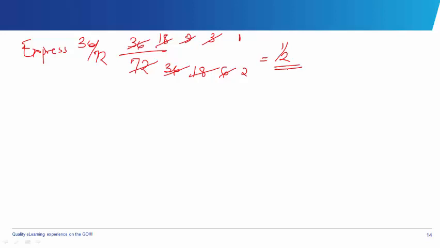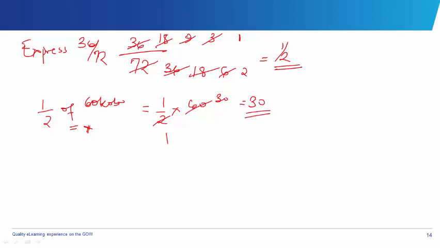now let's look at other examples. Find the value of half of 60 kobo. Half of 60 kobo. Whenever you see 'of', it means multiply. So half times 60. So half of 60, it's the same thing as 2 can go here, 1. 2 can go into 60 and it gives us 30. So 30 is the answer.